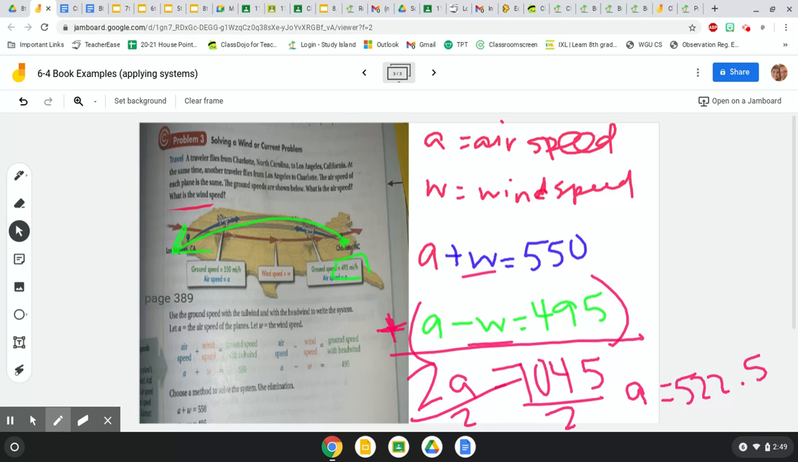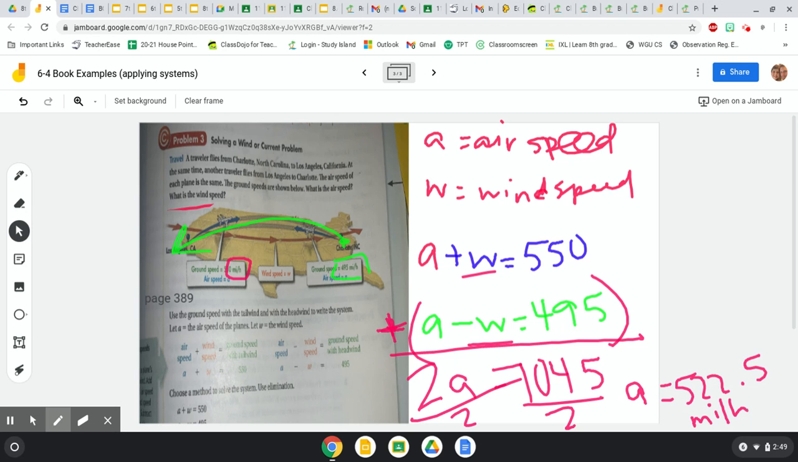Okay, so I've answered part of the problem so far, but I also need to figure out what the wind speed is. Since it asked 2 questions, I need to have 2 answers. Another thing that I need to keep in mind, the label here was talking about miles per hour. So that's saying the airspeed is in miles per hour as well.